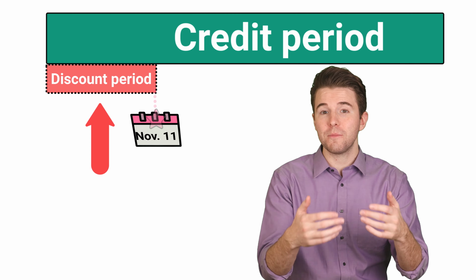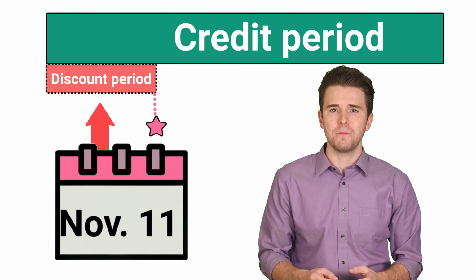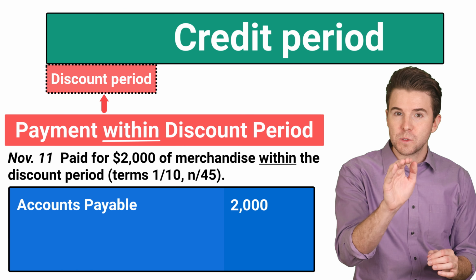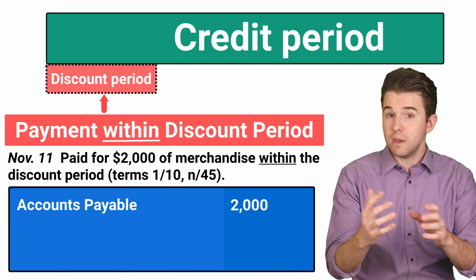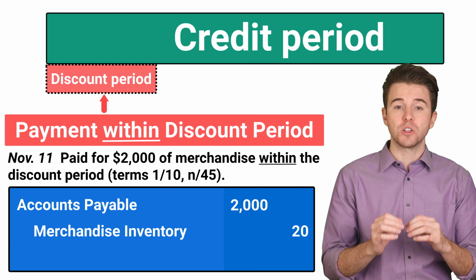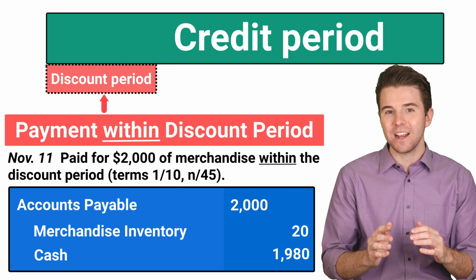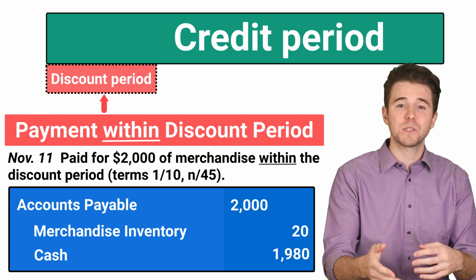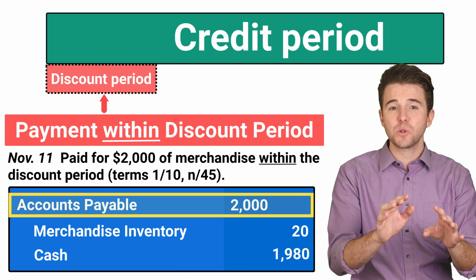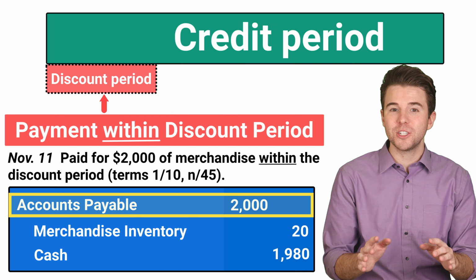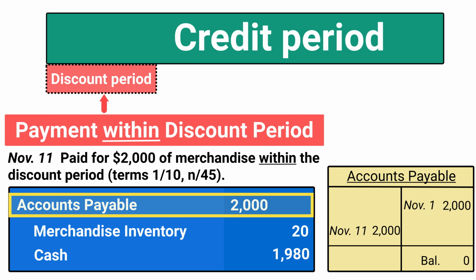If we pay on November 11th, the last day of the discount period, we record this entry by debiting accounts payable for $2,000, crediting merchandise inventory for $20, and crediting cash for $1,980. We debit accounts payable for $2,000 because we have now settled the liability and no longer owe money for the merchandise. Our T account also shows a $0 balance now that we have paid off the merchandise.